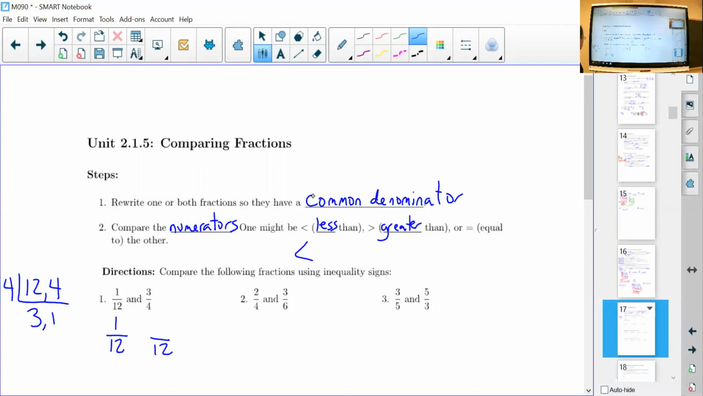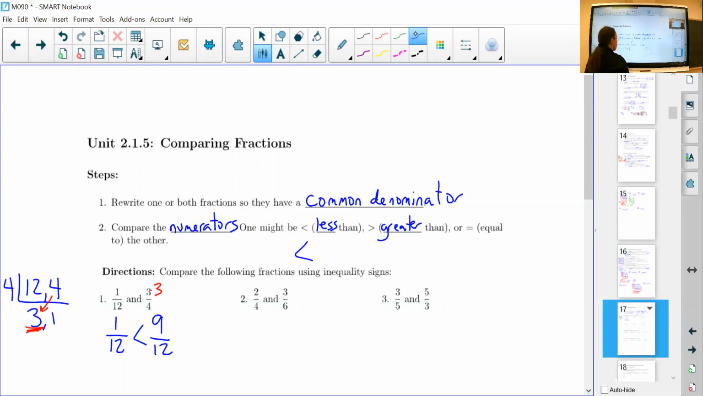3/4, well, I multiplied 4 times 3 to get 12. I'm going to multiply 3 times 3 to get 9. So I'm multiplying by kind of the other number there. So we get 9/12, and 9/12 is a lot bigger than 1/12. Let's do another example.